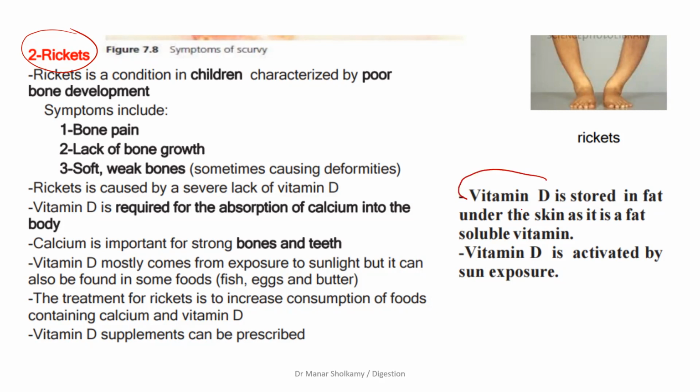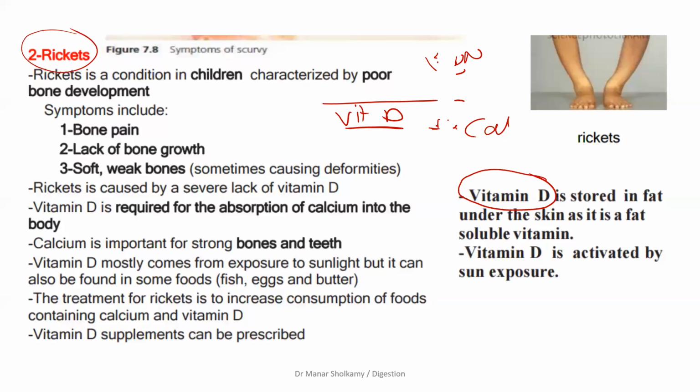Vitamin D, and calcium. Vitamin D first. Why is it needed? To activate the calcium? Yes, vitamin D is number one for absorption. It is stored in the fat under the skin. It is activated by sun exposure. That's why it's very important for children to play in the sun. Because when vitamin D is activated, it will absorb the calcium from your food. So vitamin D and calcium, they're friends. They work together to make your bones strong and your teeth strong.